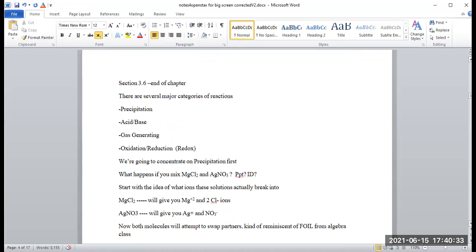What happens if you mix magnesium chloride and silver nitrate? Does it precipitate? And the little ID thing there is a question. If you made a precipitate, what did you make? Okay, so we have to start with the idea that when you have these 2 things, they are going to fall apart. So we have MgCl2 and AgNO3. All right, so back to my whiteboard again.